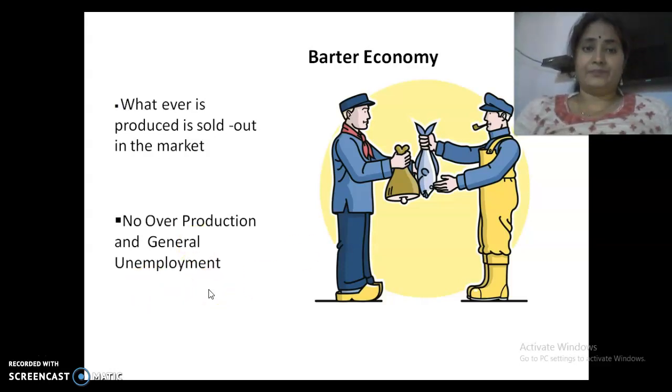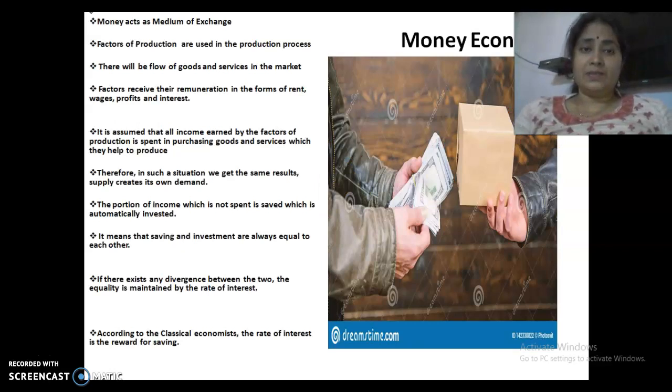Next, in the monetary economy, money is used as a medium of exchange. Here, factors of production like land, labor, capital and organization provide their services in the production process. As a result, there will be a flow of goods and services in the market. And factors of production receive their remuneration in the form of wages, rent, profits and interest.